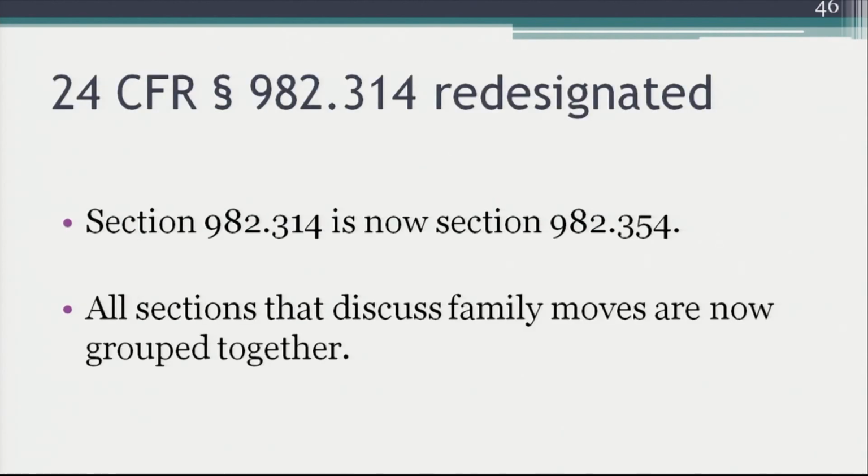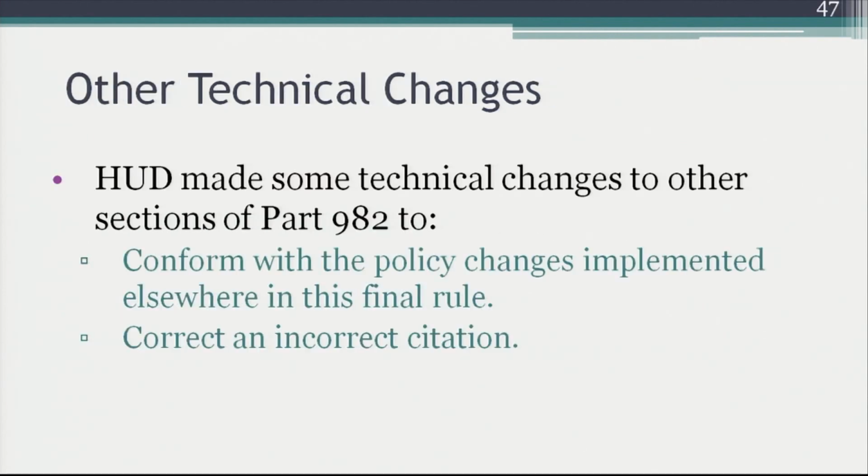As I mentioned previously, 982.314 was redesignated into 982.354. So now all sections that discuss family moves are grouped together. And we also made some other technical changes to Part 982 to basically conform with the policy changes implemented elsewhere in the final rule, and also to correct an incorrect citation. So these are just technical changes, nothing substantive.